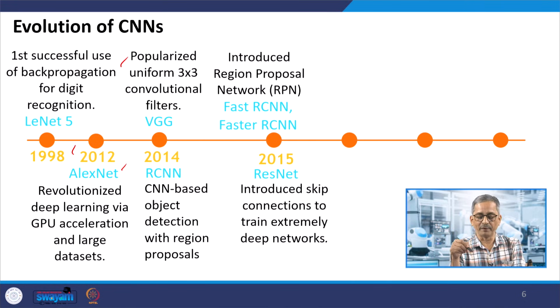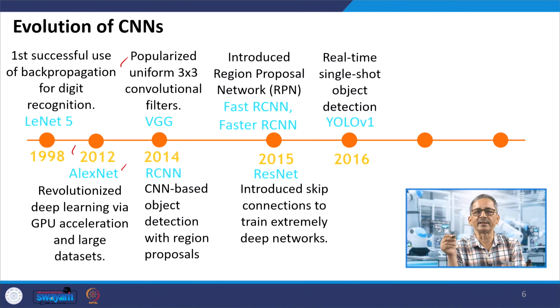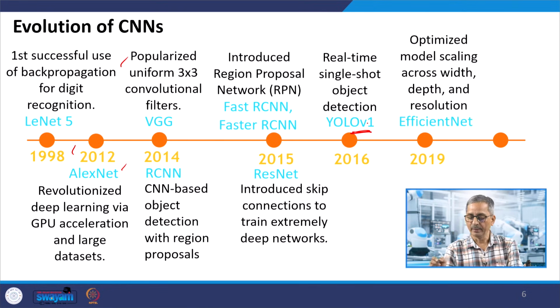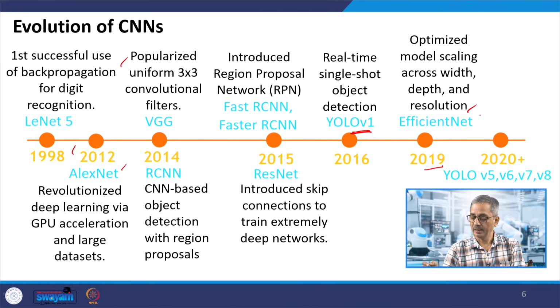Then in 2015 the region proposal network, that is the RPN, was introduced, as well as skip connections to train extremely deep networks. And then in 2016 the real time single shot object detection, YOLO version 1, came. Then in 2019 the optimized model scaling across width, depth and resolution came with EfficientNet, and in 2020 onwards we have the various versions of YOLO.